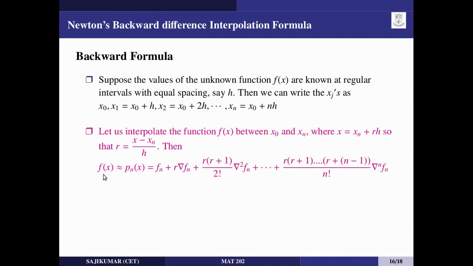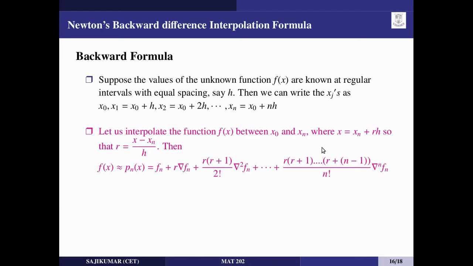Then the unknown function f(x) is approximately equal to the nth degree polynomial Pn(x), equal to fn plus r del fn plus r into r plus 1 by 2 factorial del square fn plus etc., plus r into r plus 1 into etc. r plus n minus 1 by n factorial del raised to n fn.